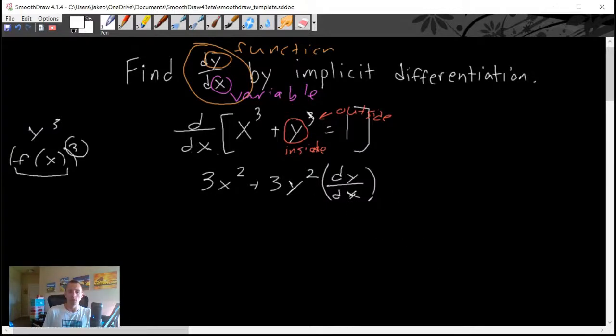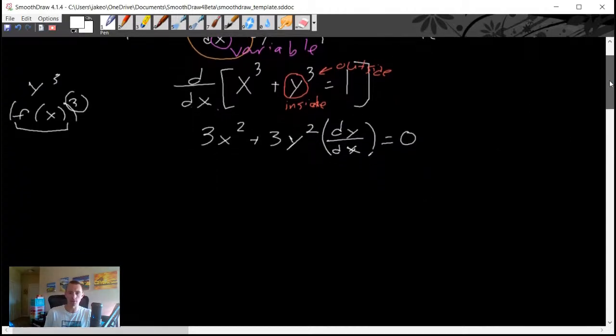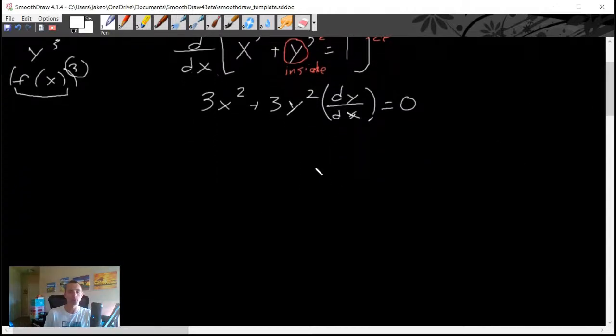So that's the derivative of this term here. Then we need to also take the derivative of the other side of our equation. The derivative of a constant is just 0. So now that we've taken the derivative of both sides of our equation, what we need to do is basically move all of our terms with dy dx over to one side of the equation, move all of our terms that don't have dy dx to the other side, and then that will help us to basically isolate the dy dx.